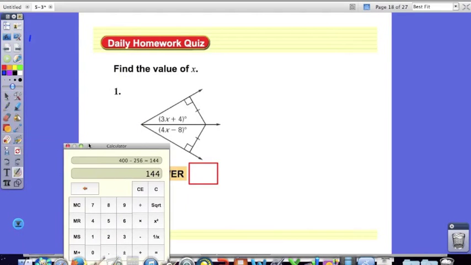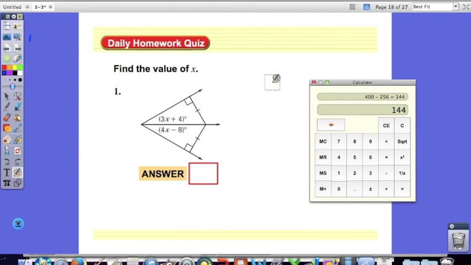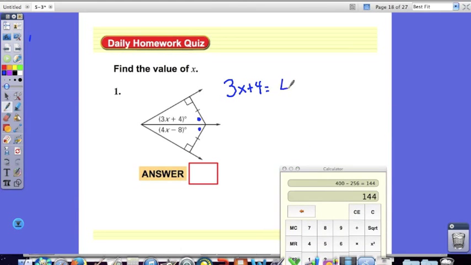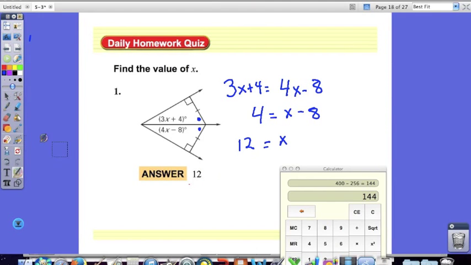And we have the daily homework quiz. So for this problem, you can see we are finding the degrees here, these angle measures. We can tell that they must be equal, they must be congruent, because we have an angle bisector. We know it's an angle bisector because these are marked as congruent and the intersection is a 90-degree angle. So I get 4 equals x minus 8. Add 8 to both sides, and I get x equals 12.